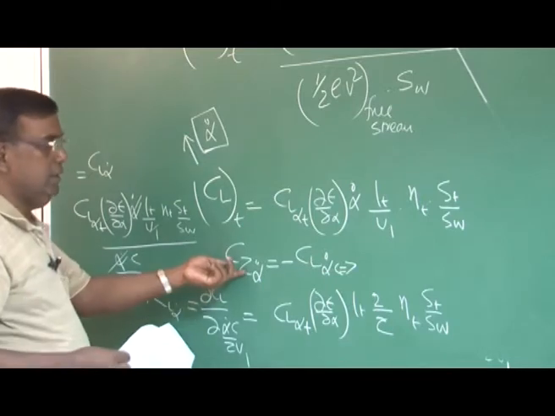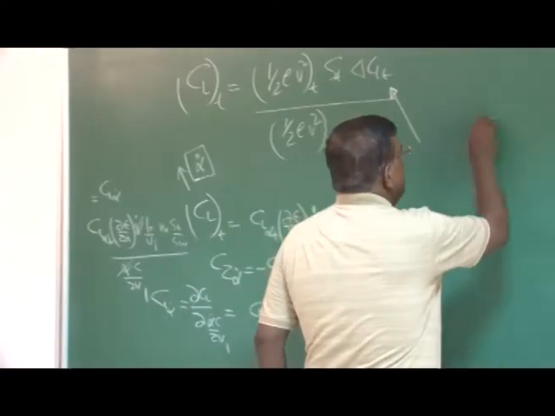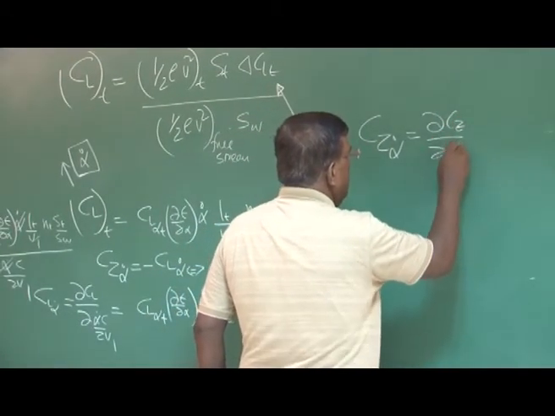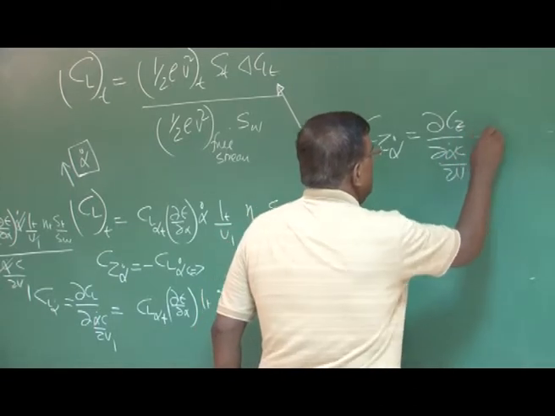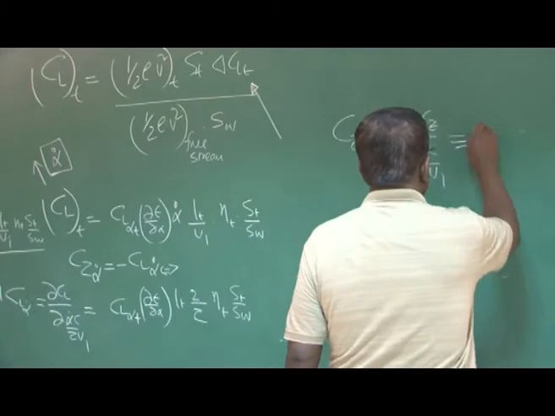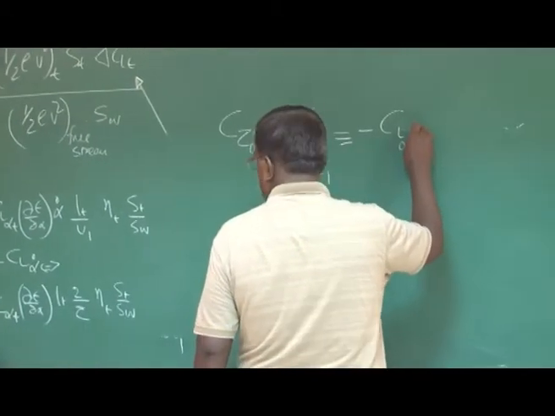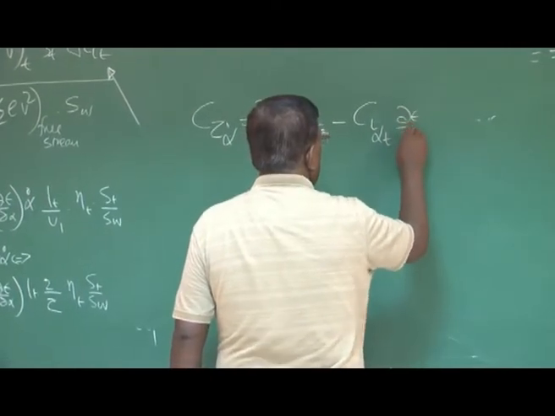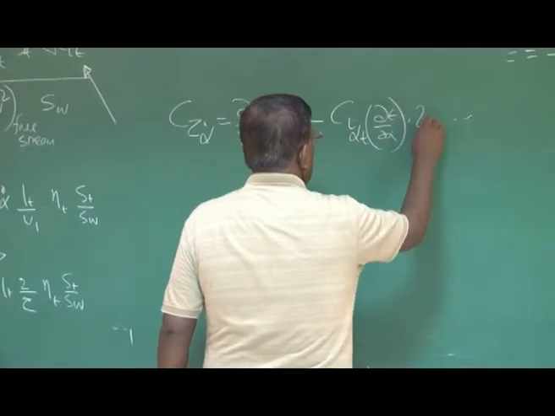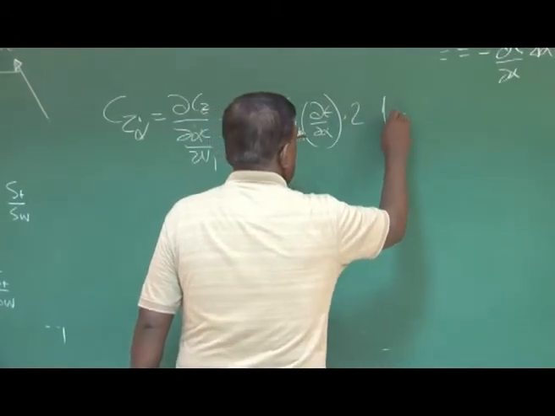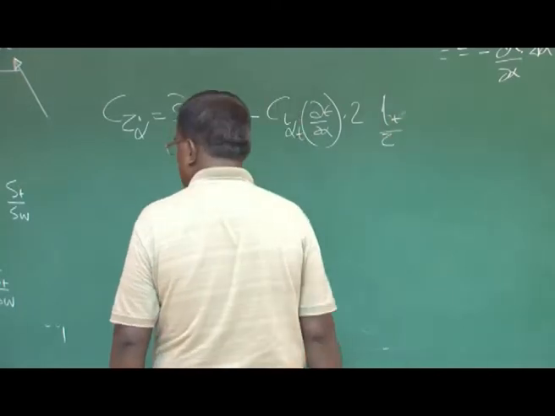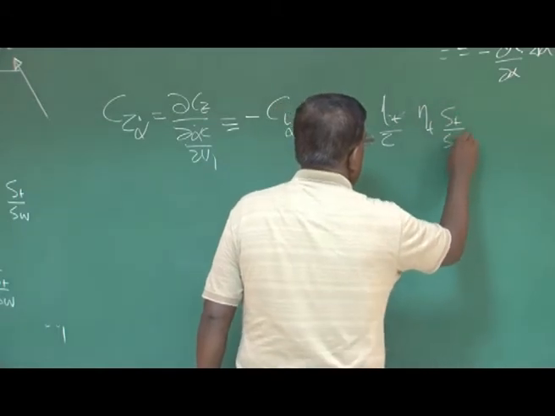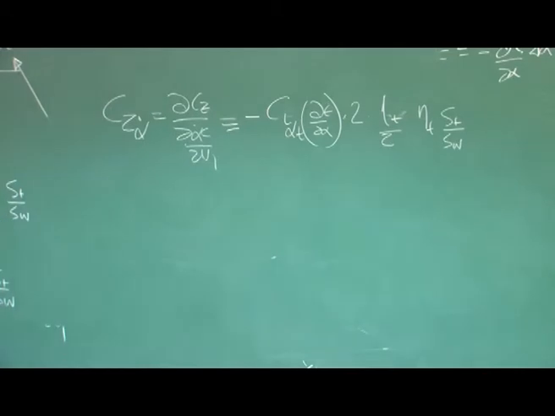Now, once I know this is CL alpha dot, my aim is to find CZ alpha dot. So, I will write CZ alpha dot, which is equal to dCZ by d alpha dot C by 2 U1, which will be equal to just minus CL alpha dot. So, minus CL alpha tail into d epsilon by d alpha into 2 into LT by C eta T S tail by SW. Very good expression. This is fine.